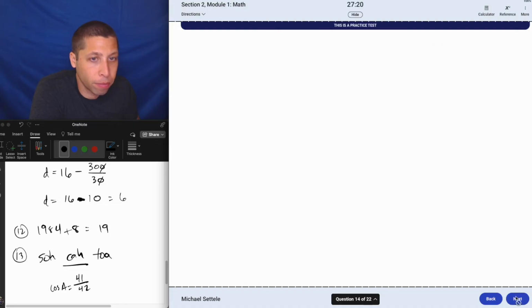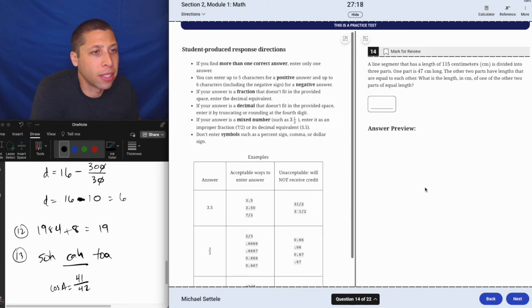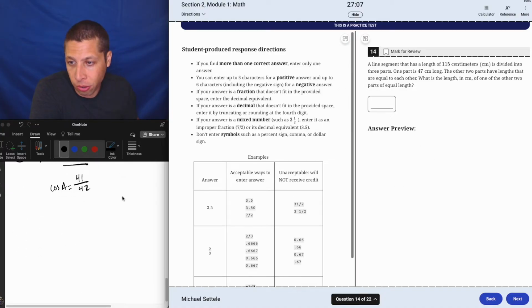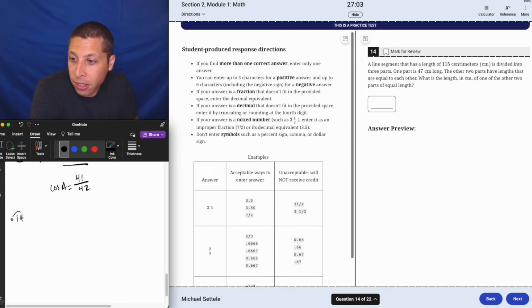Yeah. Okay. A line segment has a length of 115 centimeters and is divided into 3 parts. One part is 47 centimeters long. The other 2 parts have lengths that are equal to each other. What is the length of one of those other 2 parts? Okay, let's just draw what this says. Oh my gosh, the leaf blower is extremely loud.